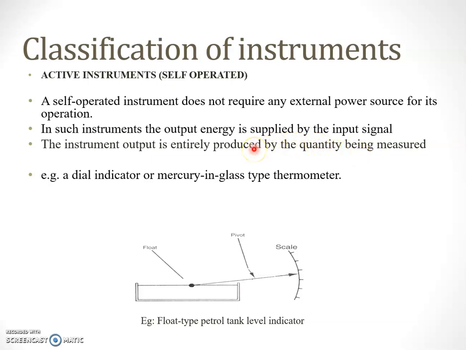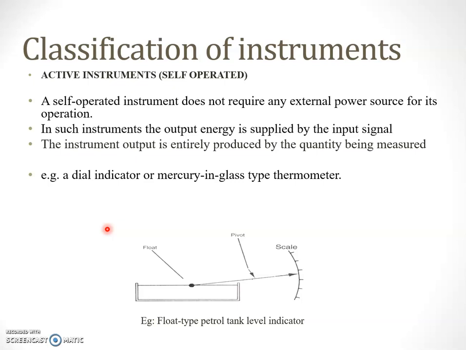For example, the mercury-in-glass type thermometer has no power supply. It is used to measure the temperature. Another example is the float type petrol tank. This is also a self-operated instrument, which is used to measure the level of fluids. A float type instrument. These all belong to self-operated instruments. They do not require an additional power supply. That is the first category, self-operated and power-operated instruments.